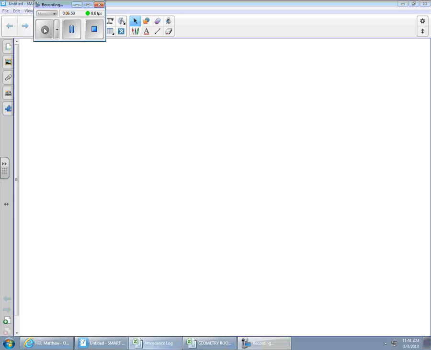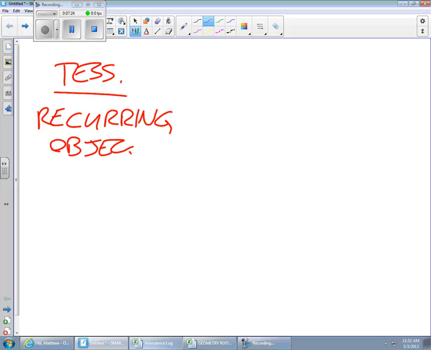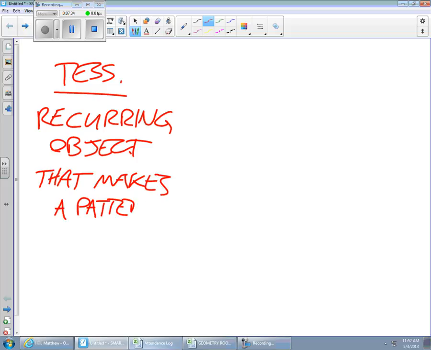Okay. Now, one piece of information that we did not get, and you probably want to go ahead and write it in, under the tessellation flap, we did not provide any information on that, so let me give you a basic definition for that now. Okay, tessellation is basically a recurring object that makes a pattern. A recurring object that makes a pattern.